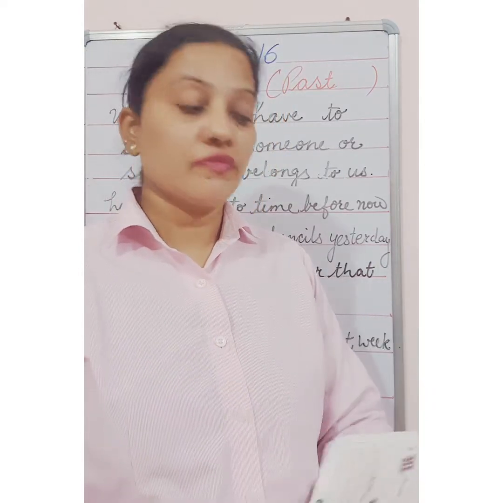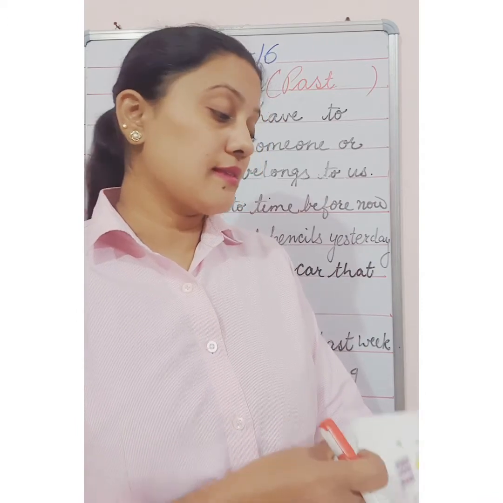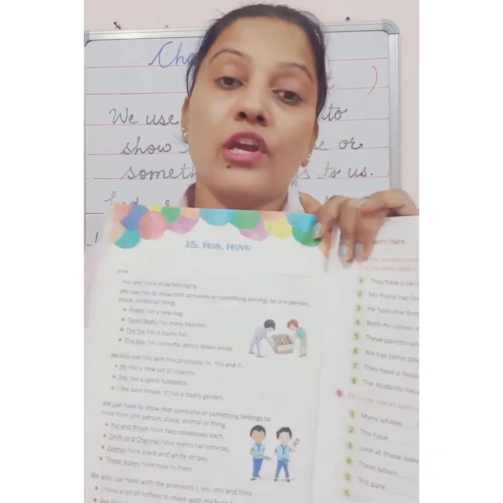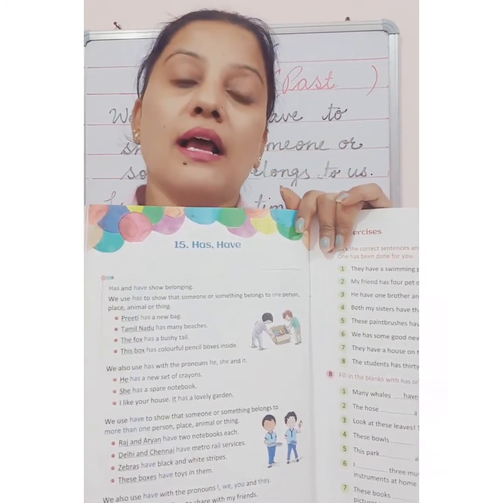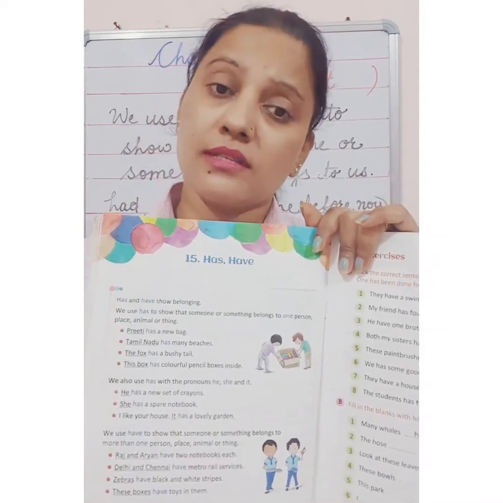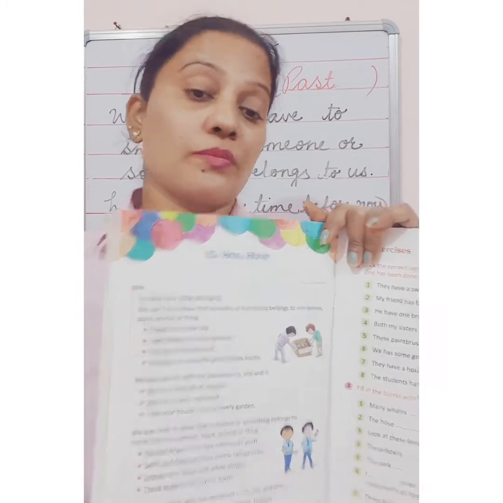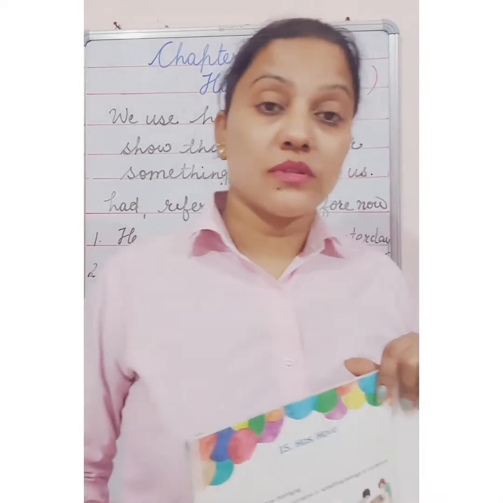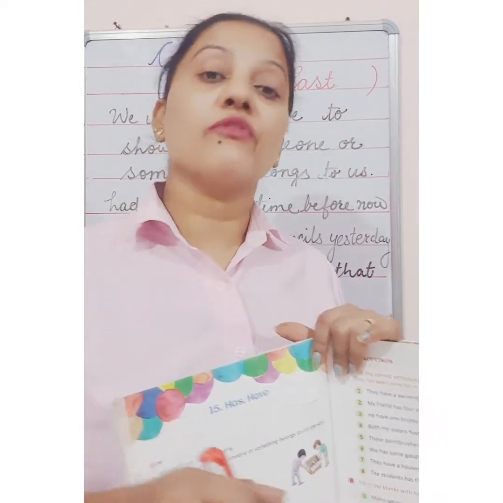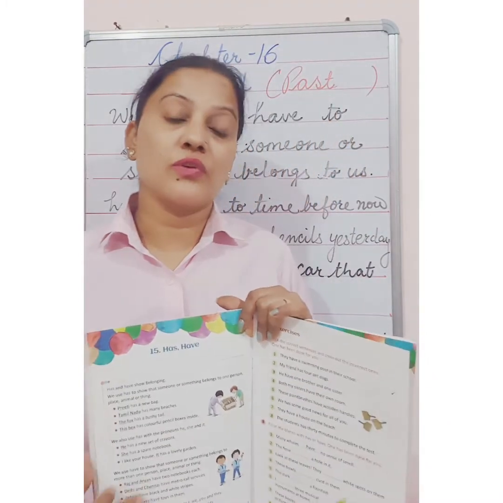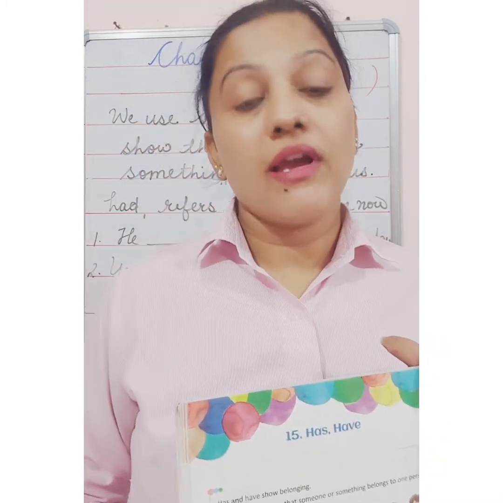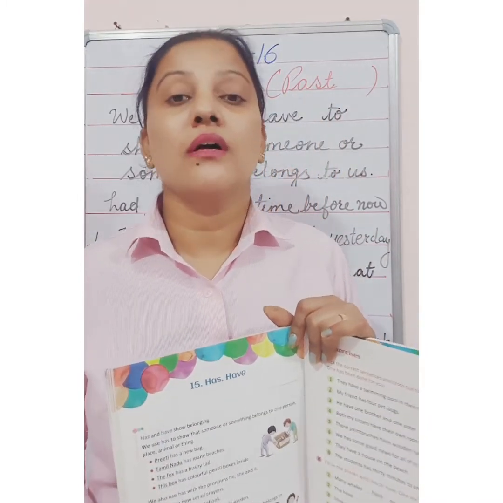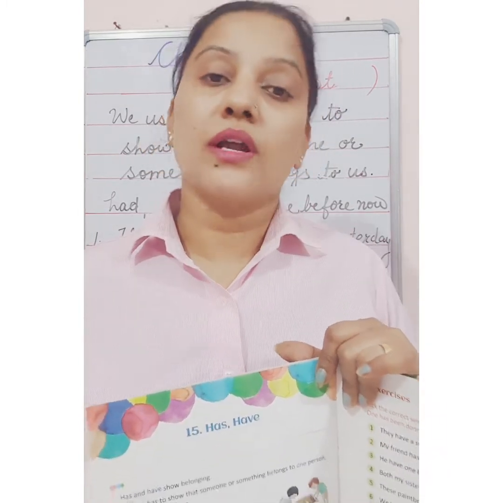In our previous chapter 15, we did use of has and have. Where do we use has and have? Has and have we use when we are talking about present, now, today's. Yes, now. I have 2 pencils. I have 1 marker. I have 1 book. Okay. So, I have 1 whiteboard. Because now I have. So, when we are talking about the present, there we use has and have. And has we use with the singular noun, and have we use with the plural noun or pronoun.